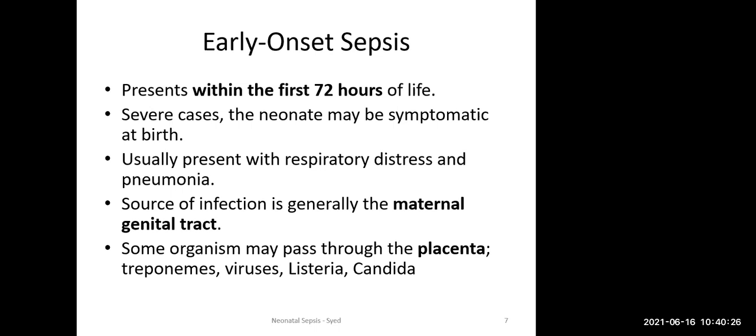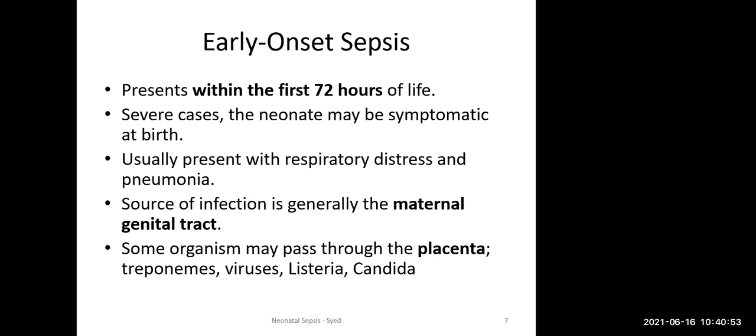For example, you have a line inserted, the baby is admitted to the ward, we put in a line, and then we get thrombophlebitis. Then from thrombophlebitis, it goes to the nearest bone and infects the bone, so the baby gets osteomyelitis. So in late onset sepsis, because the source of infection is varied and there are a lot, more extensive investigation has to be done.